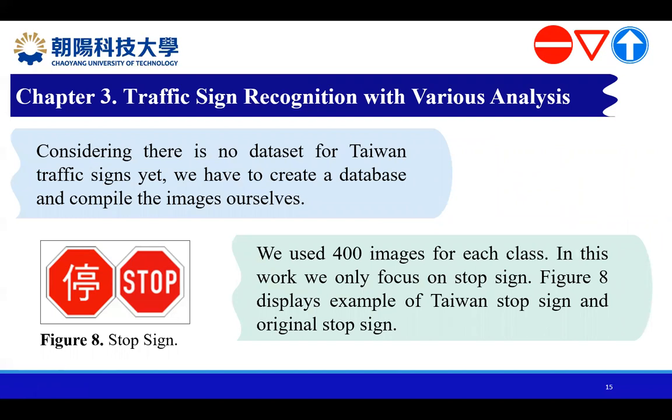Considering there is no data set for Taiwan traffic signs yet, we have to create a database and compile the images ourselves. And in this experiment, to focus on the anchor box analysis, we use 400 images for each class. And in this work, we only focus on the stop sign, to analyze the benefit of the anchor box. You can see this one is the usual stop sign. This is the Taiwan stop sign.